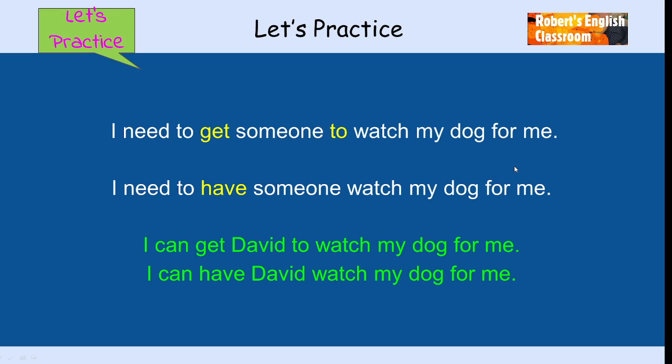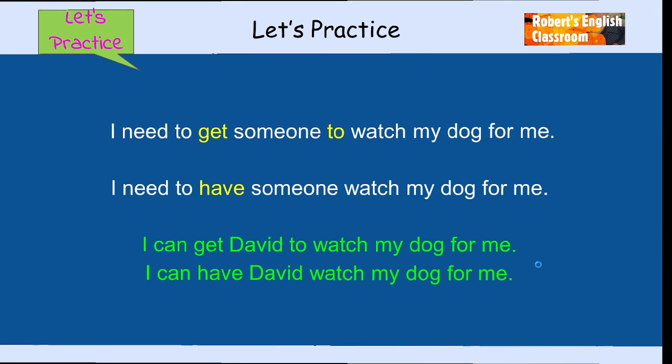All right, and then here we can put, I can get David to watch my dog for me. I can have David watch my dog for me. Okay, so here what I did is I used can, and I'm going to get which person to watch my dog for me, or I can have David watch my dog for me. You can change this too. I want to get David to watch my dog for me. I want to have David watch my dog for me. Okay, depends on how you want to say it, but the grammar is basically the same.